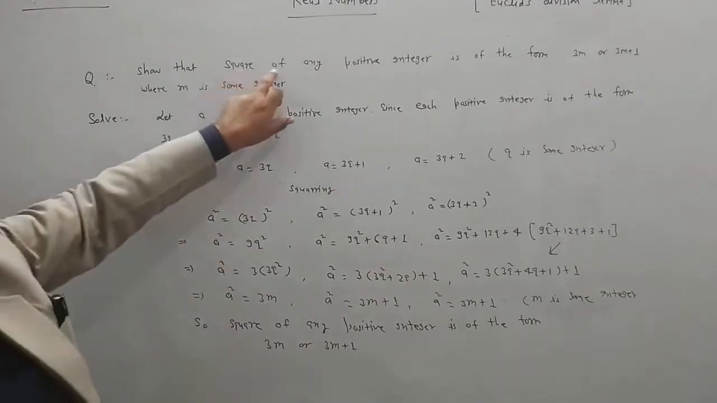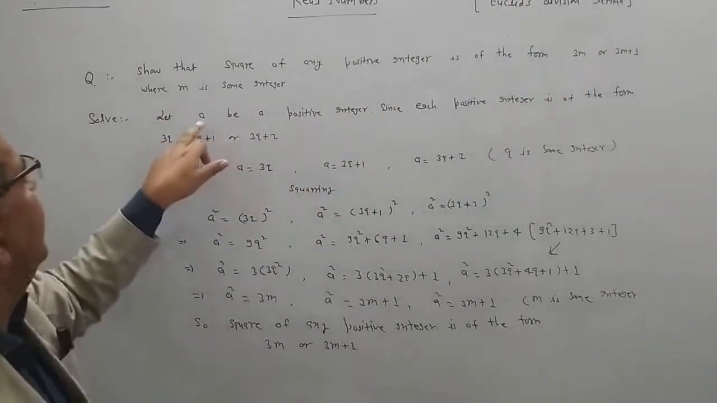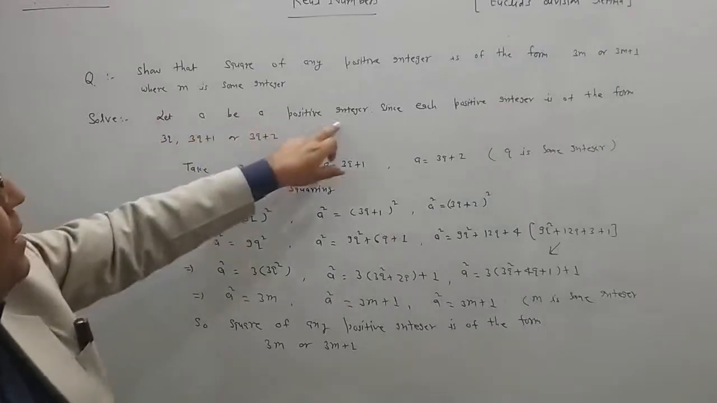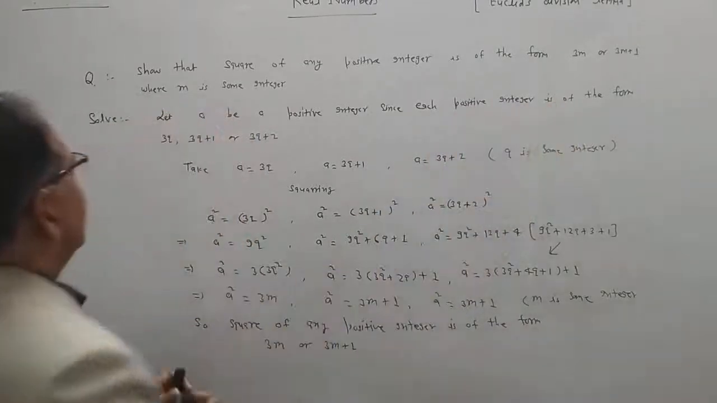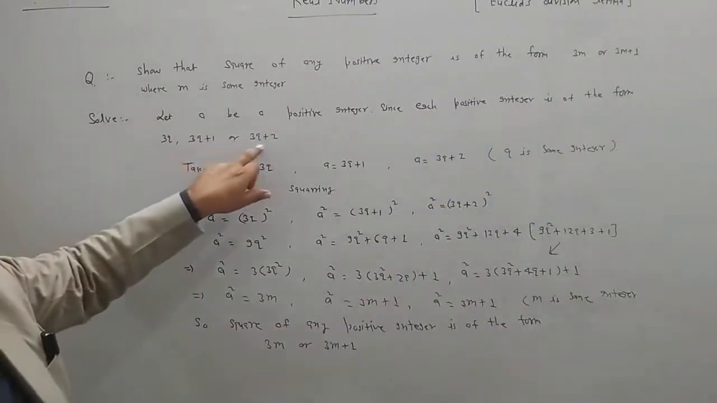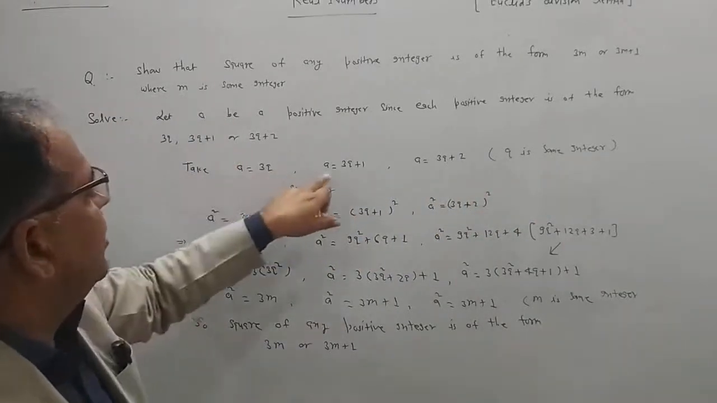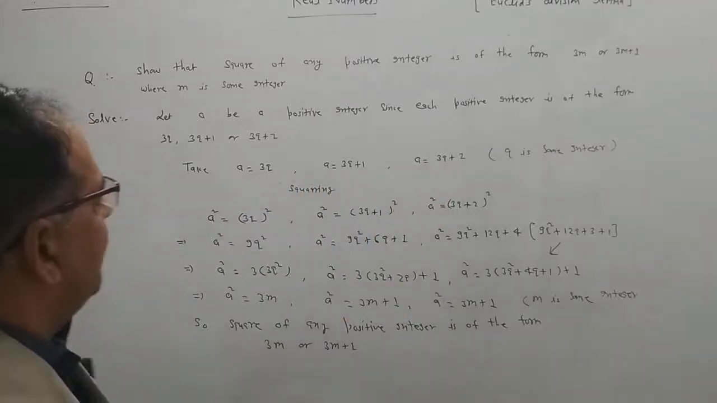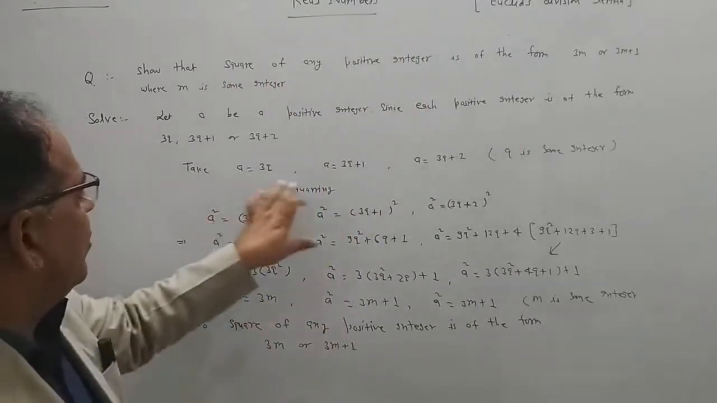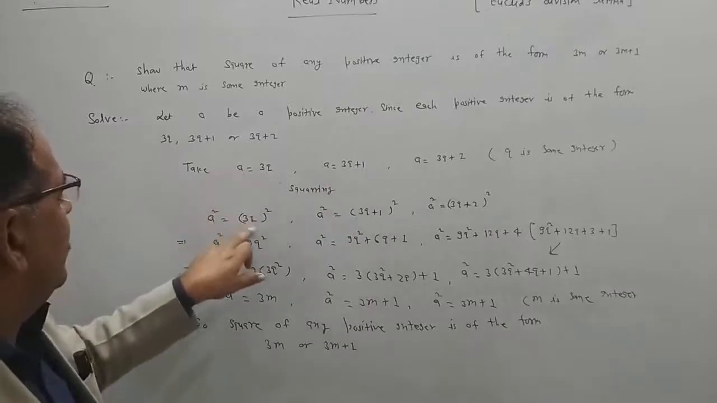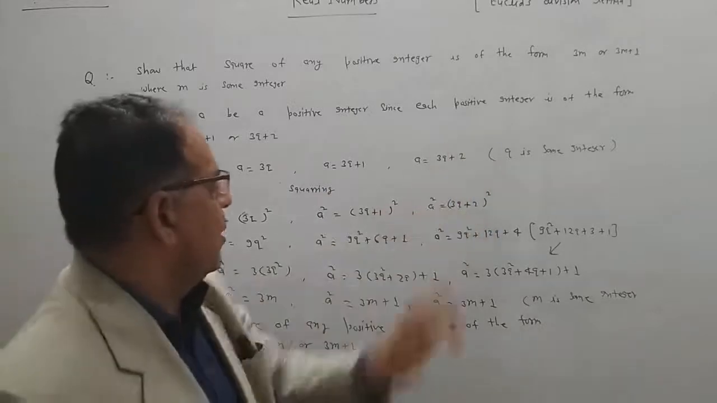Here we want to show that the square of any positive integer is of the form 3m or 3m plus 1. So we will take any positive integer a, and in the previous question we also proved that each positive integer can be expressed in the form 3q, 3q plus 1 or 3q plus 2, where q is some integer. But in this problem, we want the square of any positive integer, so we take the square of each term: a square equal to 3q whole square, 3q plus 1 whole square, 3q plus 2 whole square.